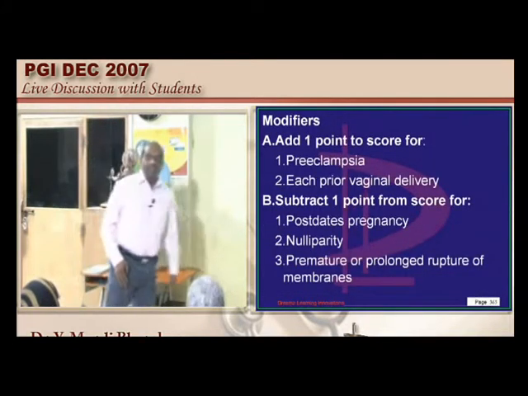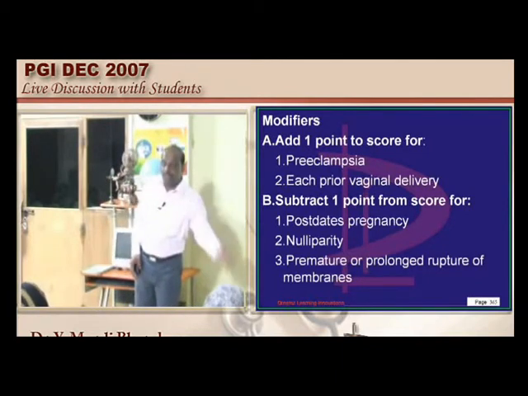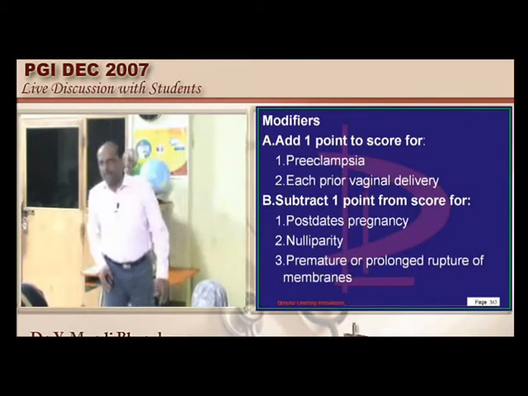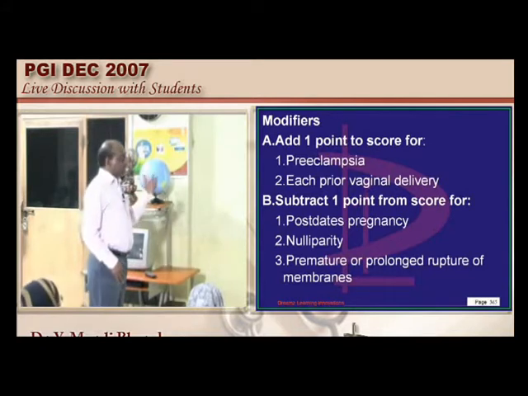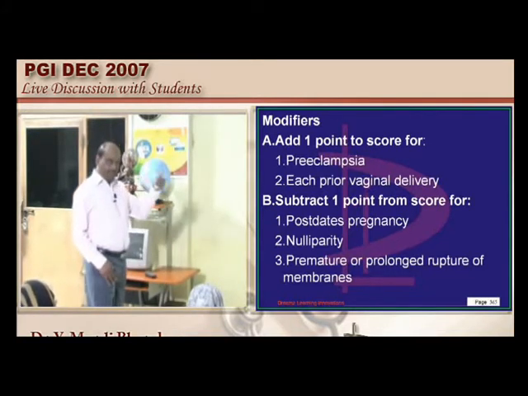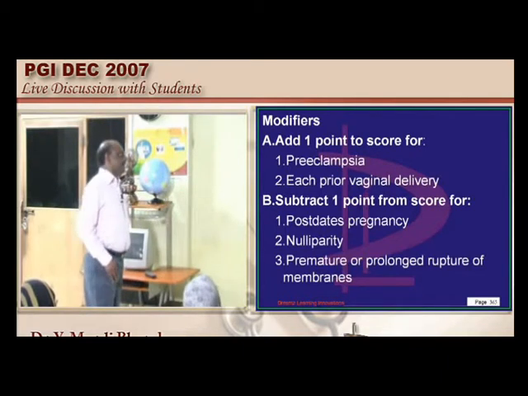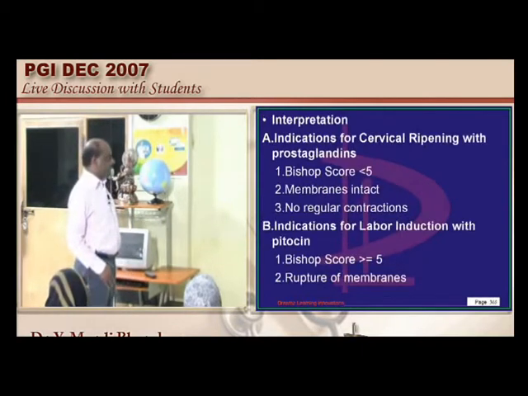But before that, when you calculate the Bishop score, are there any other factors which will make you modify the Bishop score? Definitely. If the patient also had preeclampsia or if there is any prior vaginal delivery, add 1 point to the Bishop score which you calculated. And if it is a post-dated pregnancy or a nulliparous woman, or if there is any premature or prolonged rupture of membranes, then subtract 1 point from the Bishop score.